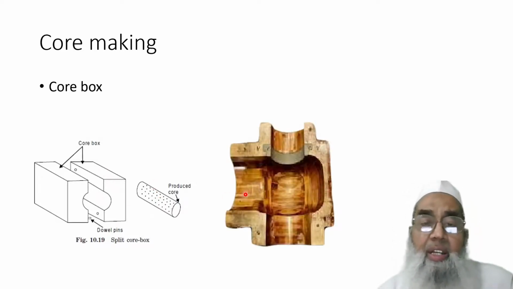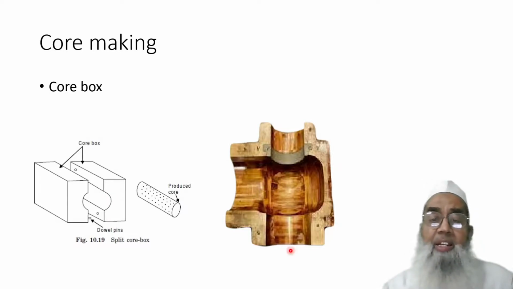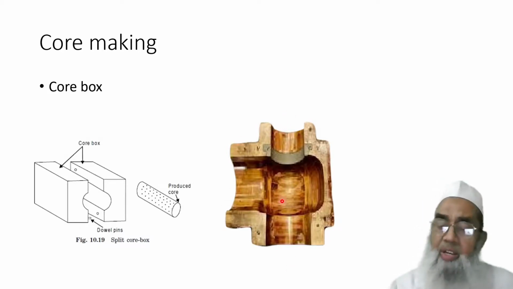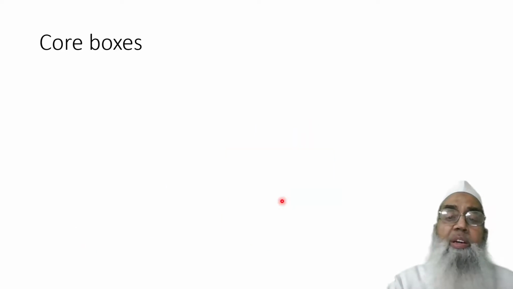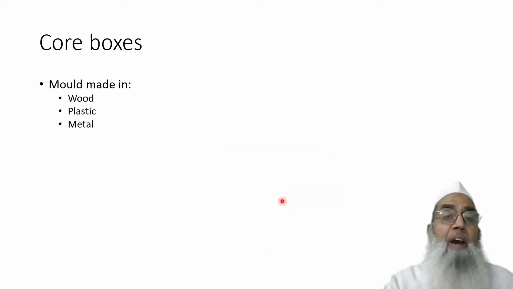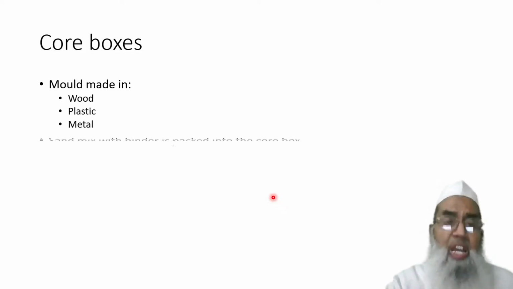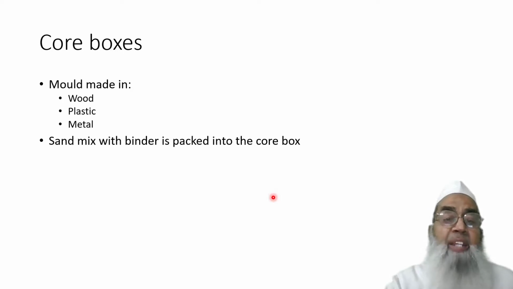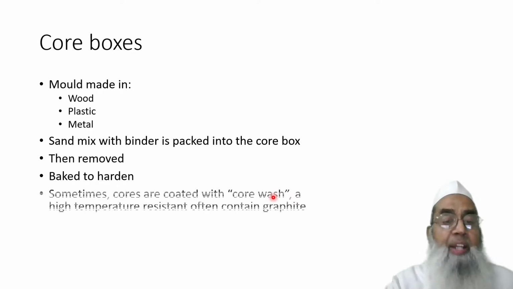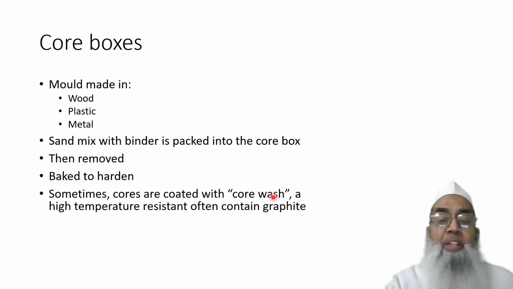Now, this is another example of a typical split type core box. If we are having this type of core, we need this type of core box, a very beautiful core box to look at. Core boxes can be made from wood, plastic, or can be metallic. Sand mixed with binder is packed into the core box and then removed. They are baked to harden, and sometimes cores are coated with core wash.